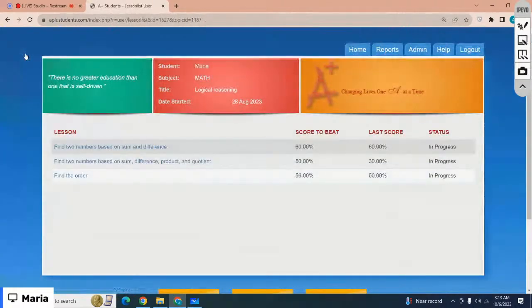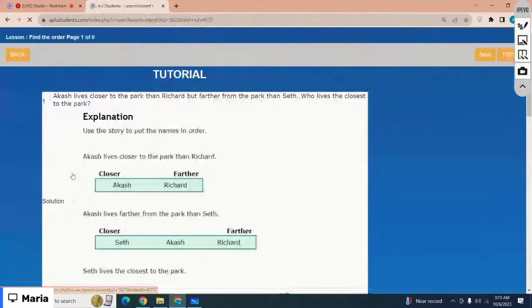The next one is find the order. Again, you need to think logically. You don't need to do calculations. Let's just do an example. Akash lives closer to the park than Richard. That means Akash lives closer and Richard lives farther, but farther from the park than Seth.